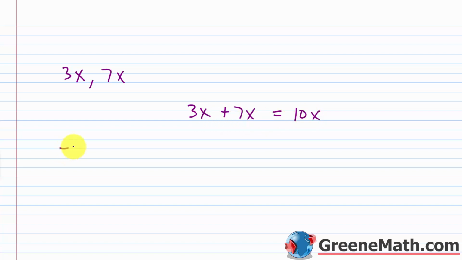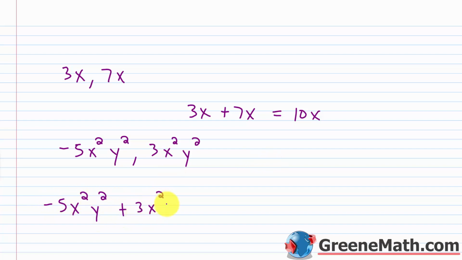If I had something like negative 5x squared y squared and 3x squared y squared, again, these are like terms. You have the same variable parts exactly: x squared and x squared, y squared and y squared. So if I did negative 5x squared y squared plus 3x squared y squared, all I do is negative 5 plus 3, just those coefficients. That gives me negative 2, and then times the variable part that is the same, x squared y squared. That just comes along for the ride.